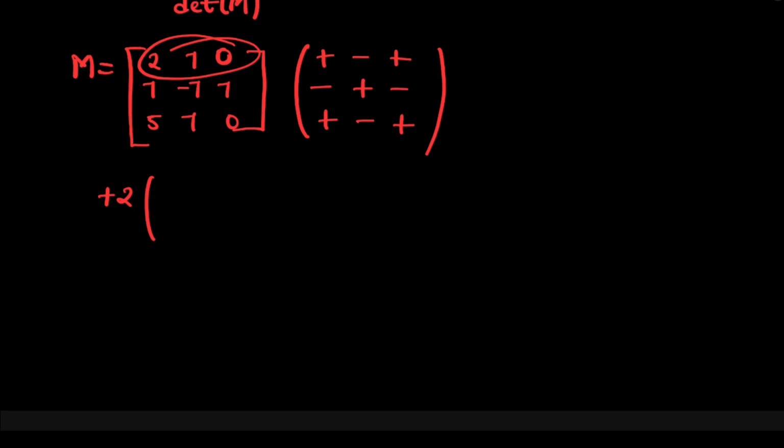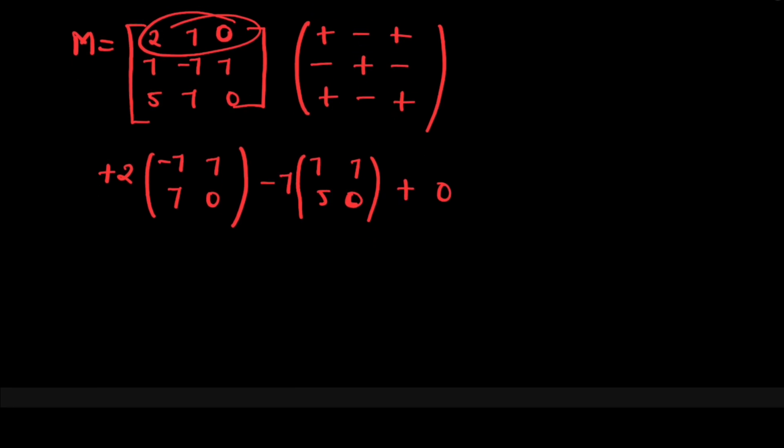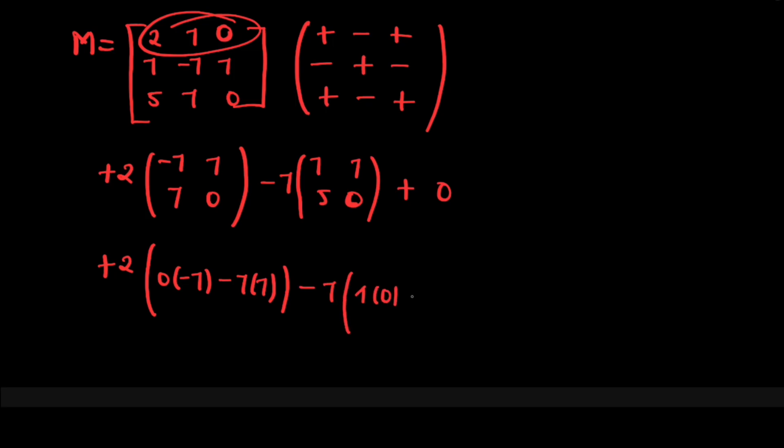We take the first number 2. We delete its row and column. What are we left with? Minus 1 1, 1 0. The next is 1. Delete its row and column. What are we left with? 1 1, 5 0. Take the next, 0. We just allow it as 0. We don't need to look for its 2 by 2 matrix. So we have plus 2 into the first minor, then 0 times minus 1 times 1, into minus 1 times 0 minus 5 times 1.